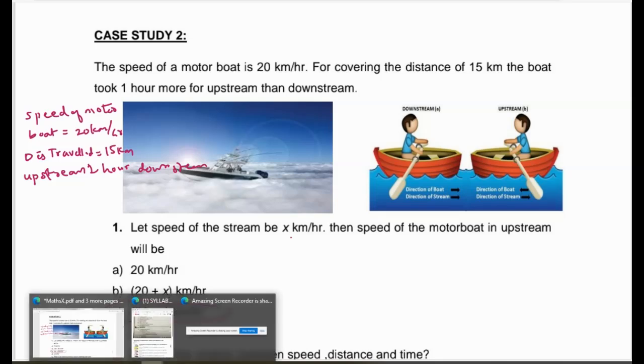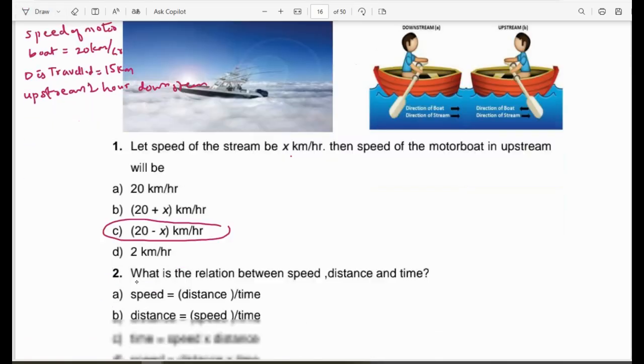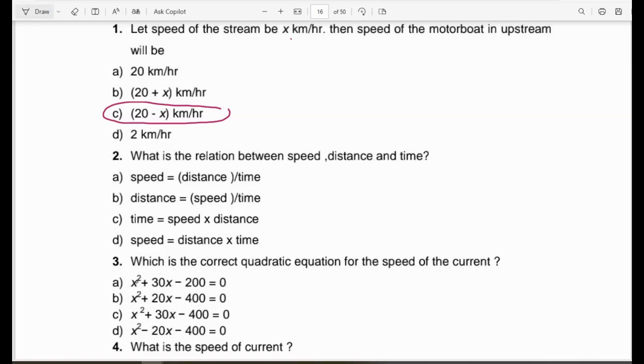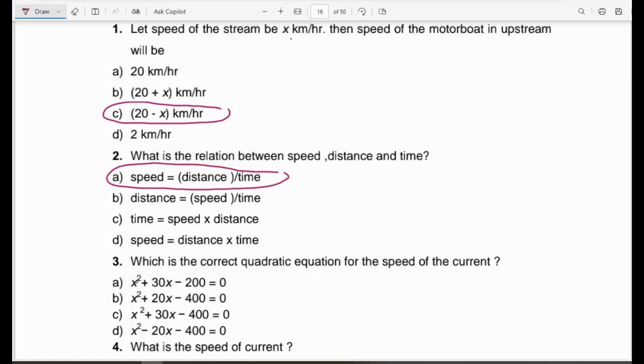The speed will decrease, so it will be minus x. Then the second question says, what will be the relation between distance, time and speed? Speed is equal to distance by time. Then the next one is, which is the correct equation for the speed of the current?